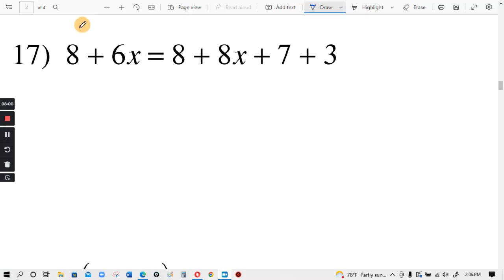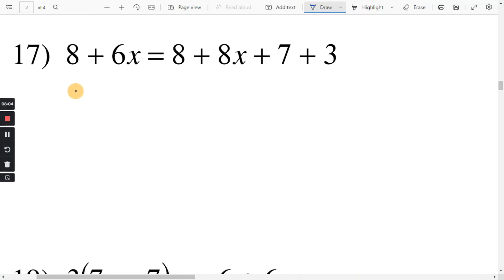All right, nothing to combine here. 8 plus 6x. That remains as is. But on the right-hand side, we can combine the constant terms, the ones without variables. 8 plus 7 plus 3. Okay, I know 7 plus 3 is 10, plus 8 is 18. All right, we still have positive 8x.